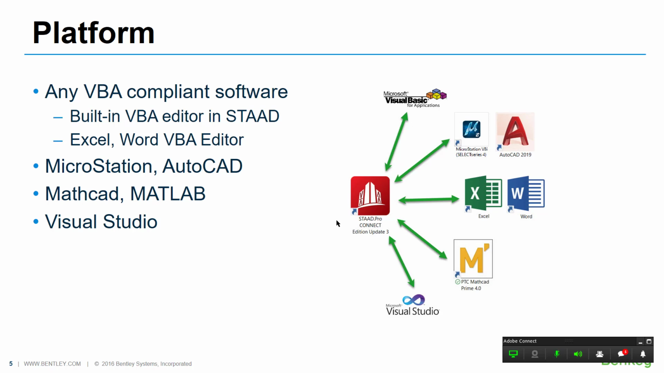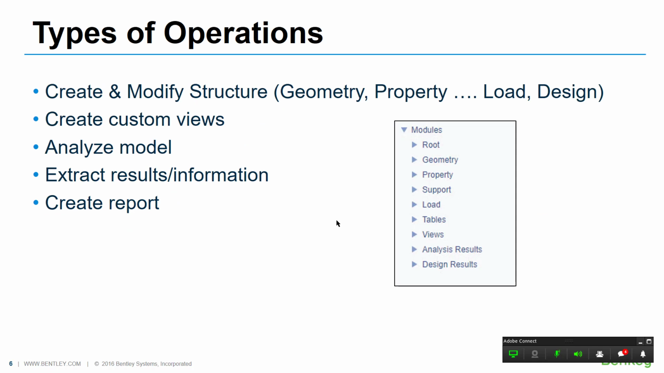And using these VBA or script editors, or other editors like Visual Studio, we can write some advanced code. So if you want to create some tool or some .exe file, you can write your code in the Visual Studio environment also. Now let's discuss the operations that can be performed using the OpenSTAAD function. Starting from creating the geometry or assigning any property or specification, up to assignment of loading and design parameters, each and every item can be achieved using the OpenSTAAD function.